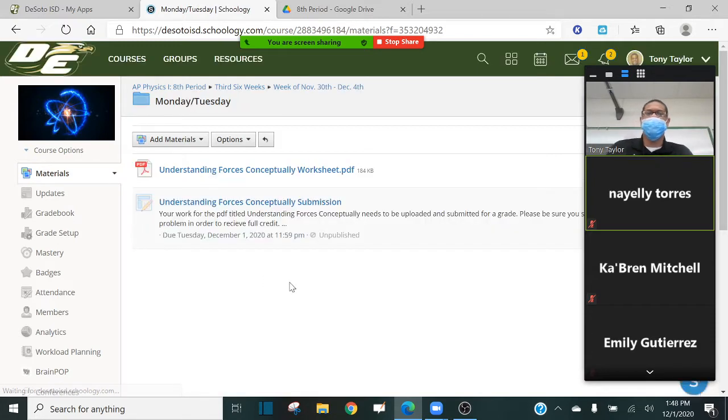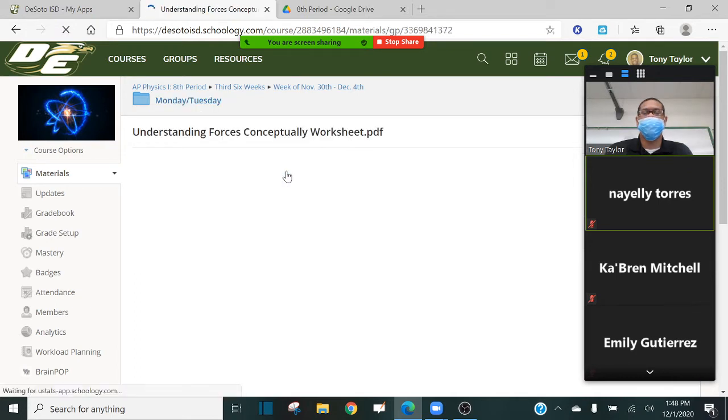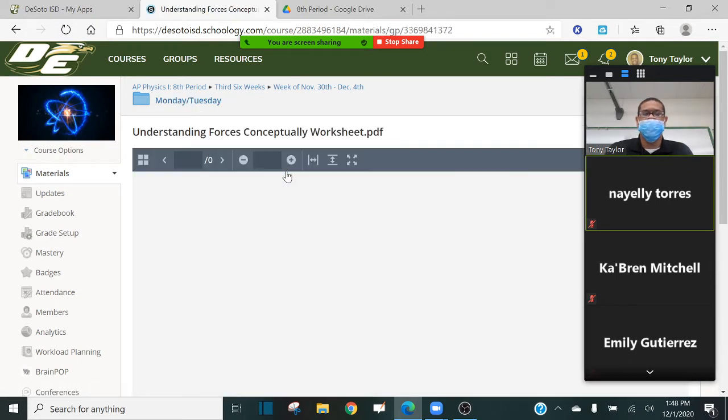Okay, so the goal for today is to talk about forces. We're going to conceptualize free body diagrams, and then we're going to do a few of these problems on this worksheet as a class together. And then as soon as you guys get done with the worksheet, you're going to take a picture of it and upload it into Schoology.